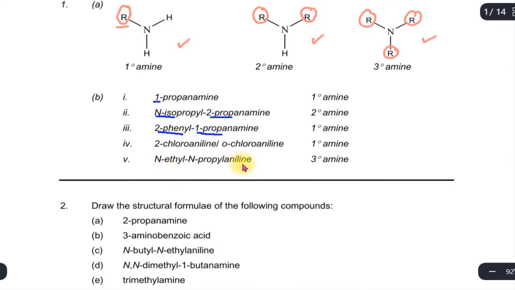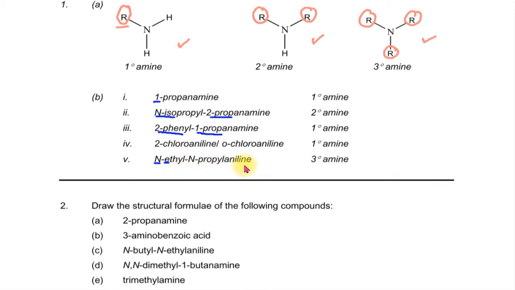N-ethyl and propyl aniline. For this case, you have to be careful, because this is N. Even though N is alphabetical, this N has to be written in capital letter, and with the substituent it has to be a dash. So you just assume that the N is actually like a number: N-ethyl, N-propyl aniline.